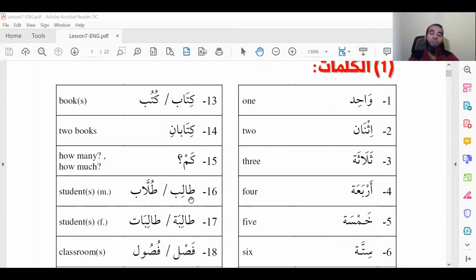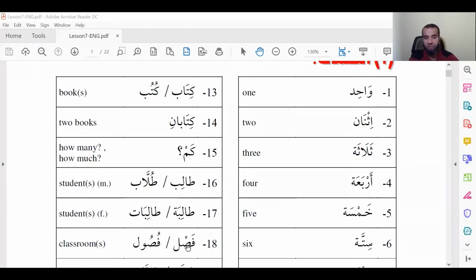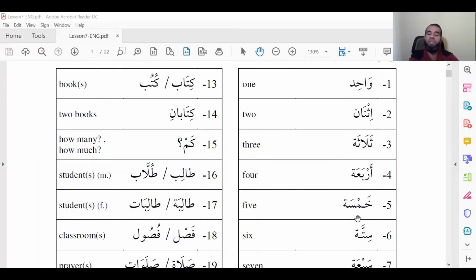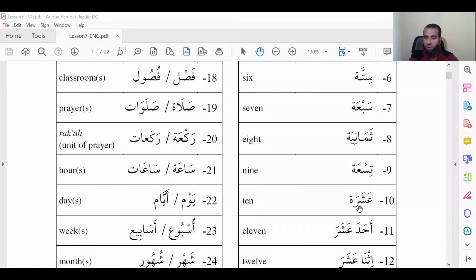If I want to ask how many students, we use singular with تنوين الفتح طالبا. So it will be كم طالبا في the classroom في الفصل. So the question, how many students are in the classroom? That will be كم طالبا في الفصل. You can answer saying في الفصل طالب يعني 1. في الفصل طالبان 2. في الفصل 3 طلاب 4 طلاب 5 طلاب and so on.